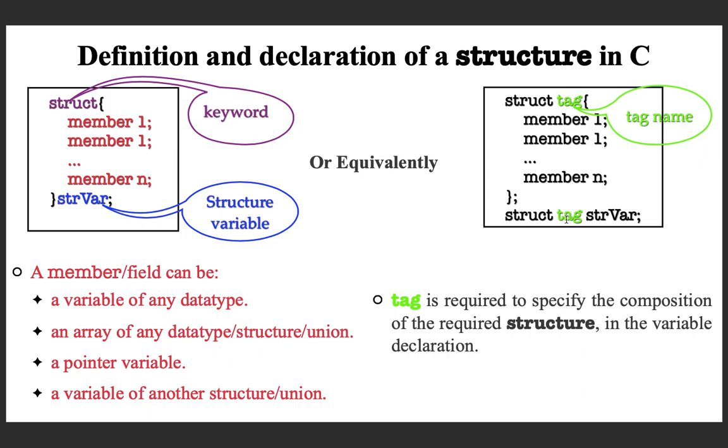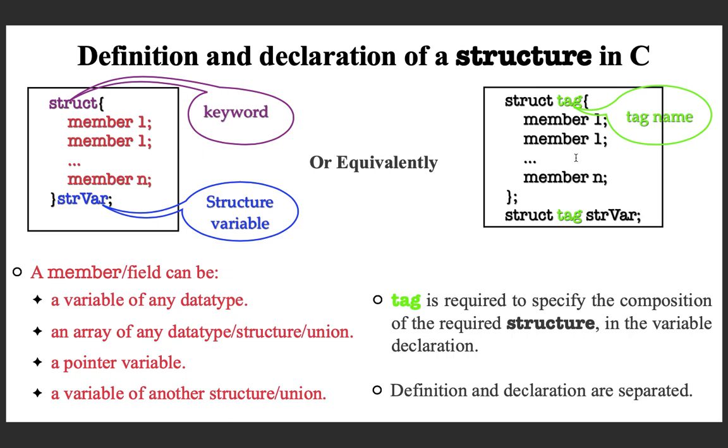I hope you are getting me. Otherwise, please don't worry. Later examples will make it very clear. So here, in the right side, definition and declaration of the structure are separated. Here is the definition and here is the declaration of the variable. And that you can do in any place after the definition of the structure. So this is how you formally define and declare a structure. Two equivalent forms are there.